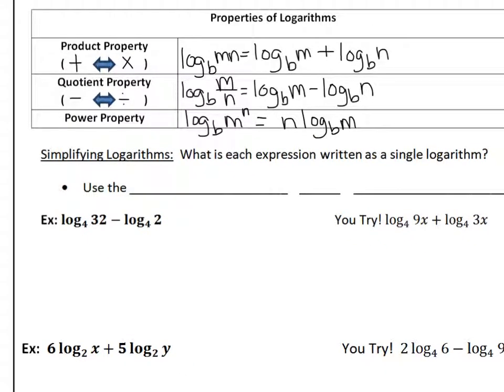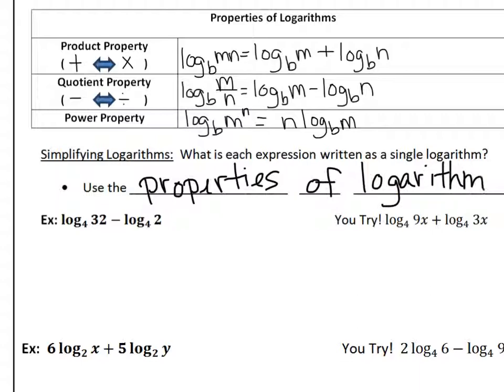So simplifying expressions, we're going to write each expression as a single logarithm. So we're going to condense them together. And to do that, we're going to use the properties of logarithms, which are the three that we just saw up there. So if I look at the example of log base 4 of 32 minus log base 4 of 2, the first thing is the bases do have to be the same. So we can only put them together if those match.